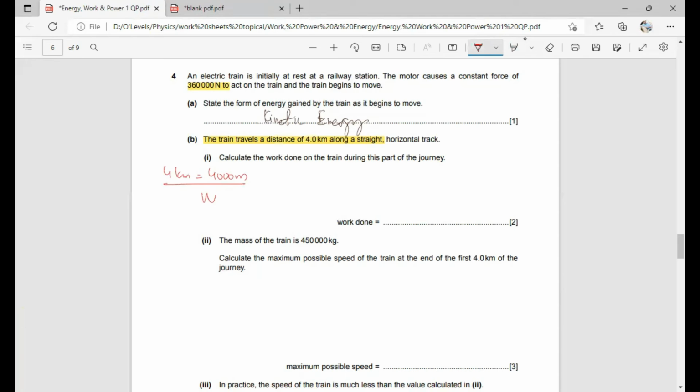And you know, work done is equal to force times displacement. So this is 360,000 multiplied by 4,000. So work done is force times displacement, which is 1.4 × 10^9 joules.